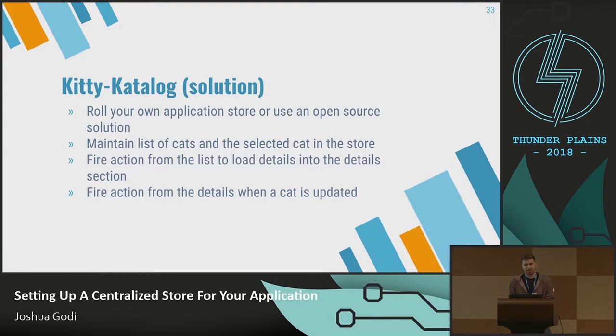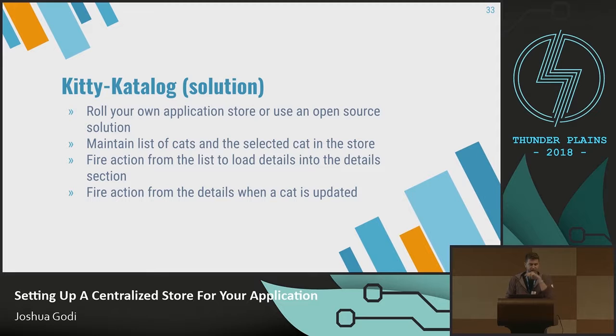So here, this is where I would either roll my own, or I would choose an open source solution. I would probably choose an open source solution like Redux in this case, because we have so many different components that are using the same parts of the data. In that solution, I would maintain the list of cats and the selected cat in the cat store that we just saw, and then I would utilize those actions.